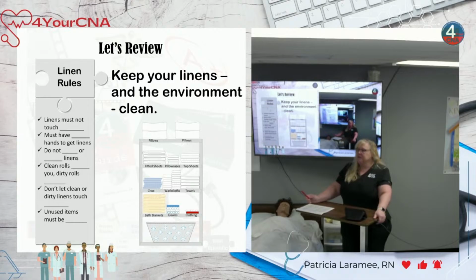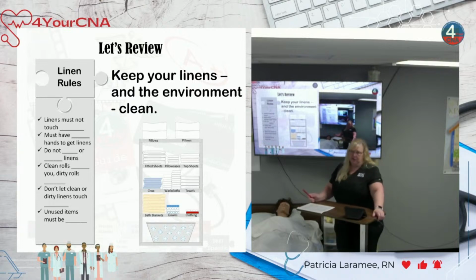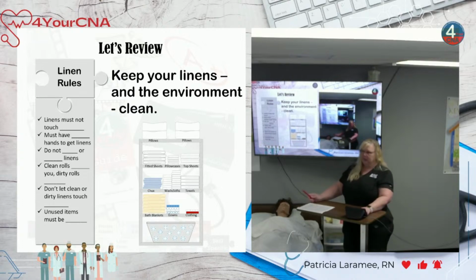Clean rolls, which way? Clean rolls towards you. Dirty rolls away. Very good. And what happens if we take too many supplies and we don't use them all? What do we do? Still goes to the dirty. Still goes into dirty. You don't leave them in the room till later.